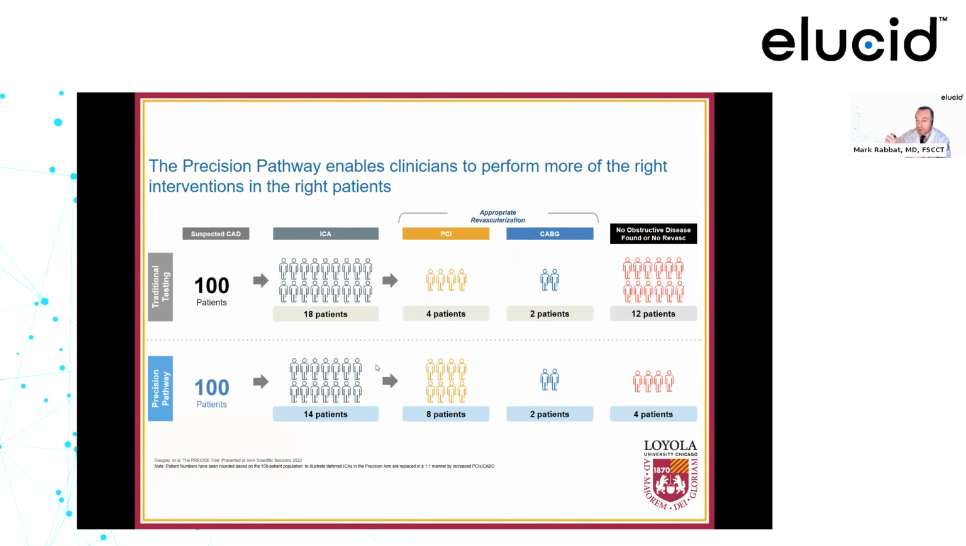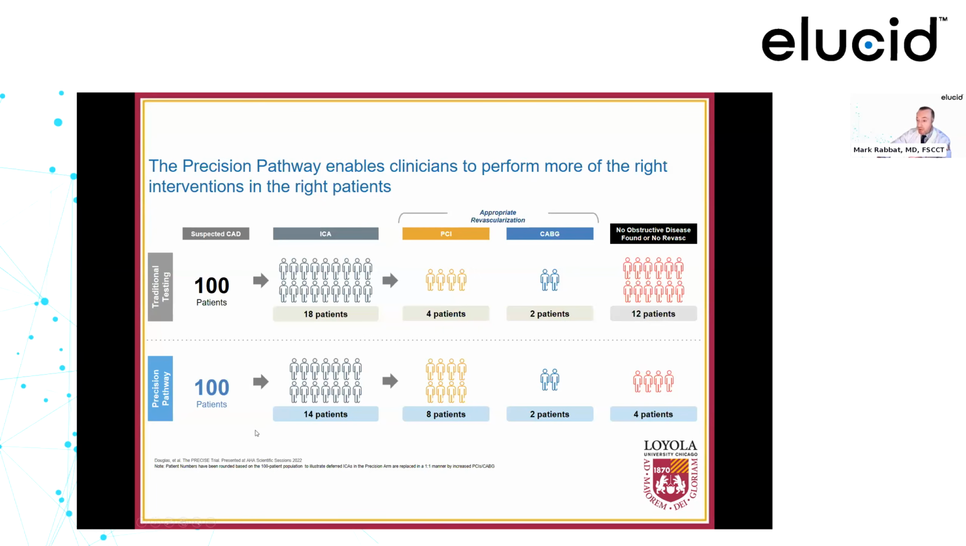comparing the traditional testing pathway to the precision pathway. So let's start with 100 patients in traditional testing, 18 of whom would undergo an invasive coronary angiogram, and only 4 of the 18 patients would undergo revascularization with a stent, and 2 patients undergo bypass surgery. So you can see the low diagnostic yield with traditional pathways, whereby 12 patients in traditional testing would have been found to have no obstructive disease and would not have undergone revascularization with an invasive procedure.